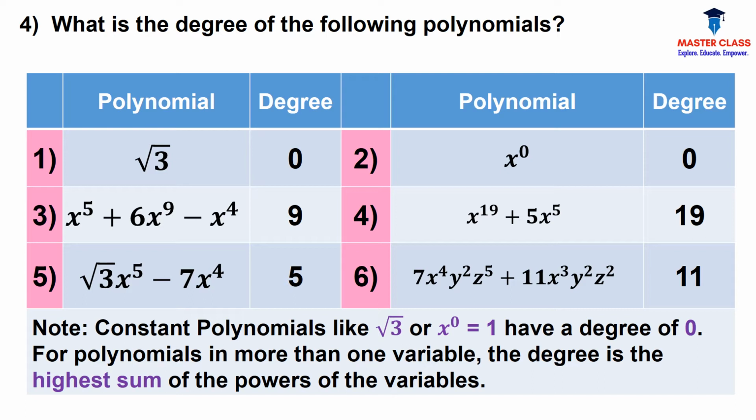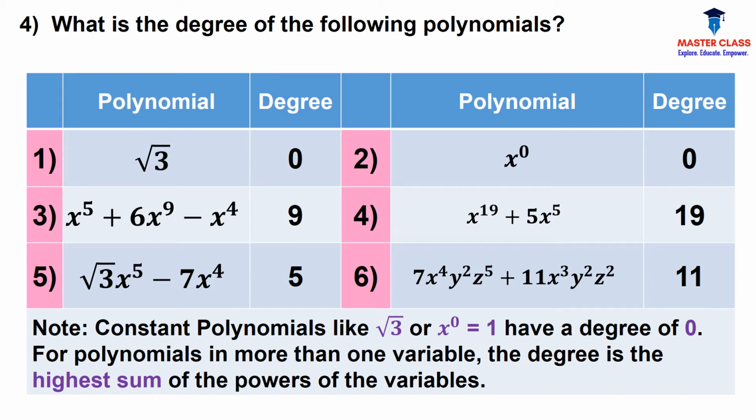The next polynomial is x raised to the power of 19 plus 5x raised to 5. Here the highest power of the variable x is 19. Therefore, the degree of this polynomial is 19. The next polynomial given is root 3 x to the power of 5 minus 7x raised to the power of 4. Here the highest power of the variable x is 5. Therefore, the degree of this polynomial is 5.